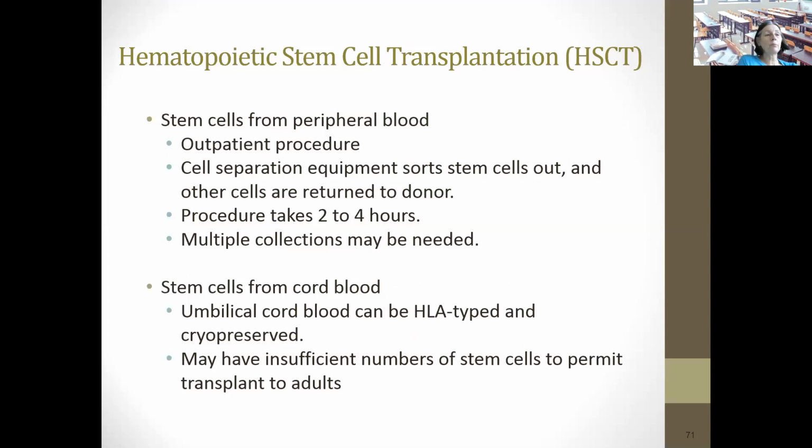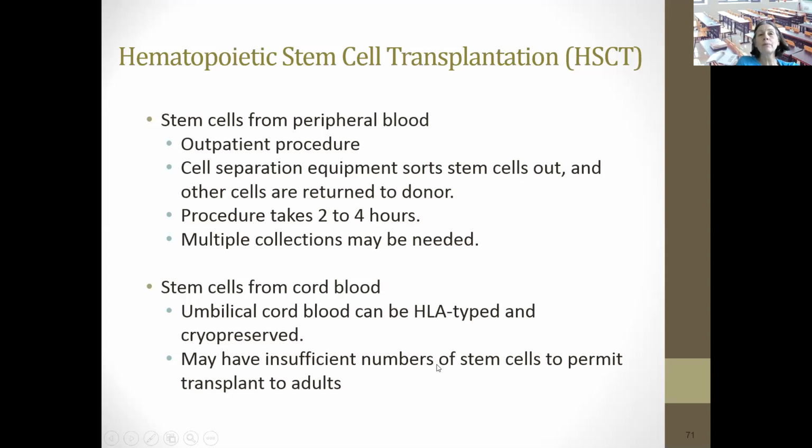For stem cells from the peripheral blood, you go on a plasmapheresis-like machine that separates the stem cells out, which takes 2 to 4 hours. They may have to do it several times to get enough stem cells. And then when the patient needs it, they can get their own stem cells back. Or you can donate stem cells to give to somebody else. Umbilical cord blood is also the same thing, but we have to get that at birth from a baby and then store it for later. Or we can transplant it to an adult who's the same HLA type.